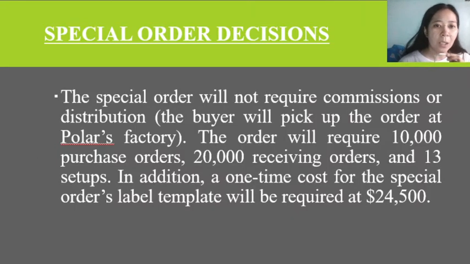The special order will not require commissions or distribution. The buyer will pick up the order at the company's factory. The order will require 10,000 purchase orders, 20,000 receiving orders, and 13 setups. In addition, a one-time cost for the special order's label template will require $24,500. So these are the additional costs.